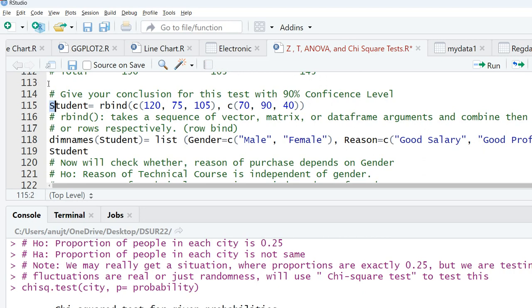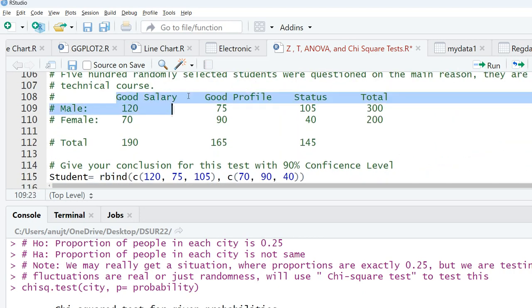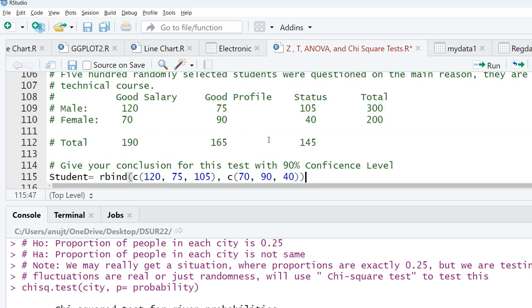Students, I have used this function rbind. What will this do? It takes a sequence of vectors, matrix or data frame arguments and combines them by columns or rows respectively. So rbind means row bind. I have shown you this in a tabular format, so I want data in this tabular format. The rows will be combined with the help of this function rbind, row bind.